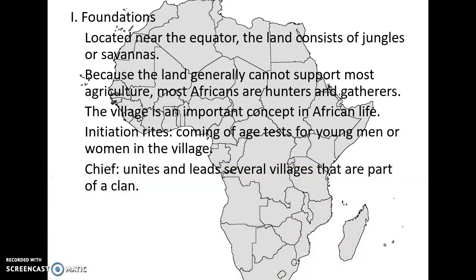The chief unites and leads oftentimes several villages that are part of a clan. A clan consists of several villages that can trace their ancestry to a common relative. The chief rules over all of these villages and chooses men to administer in each of the villages.